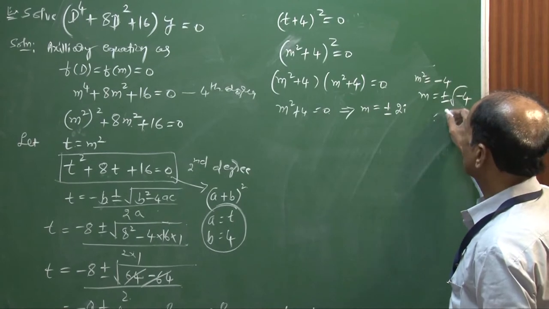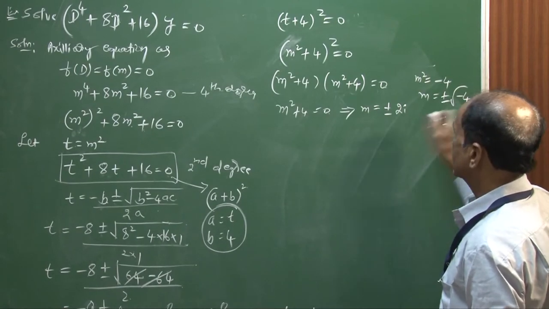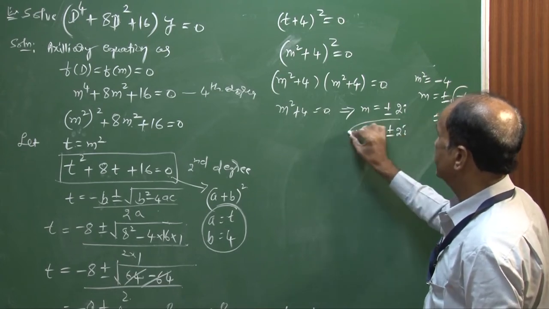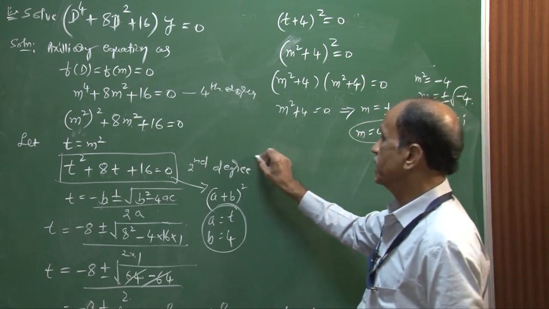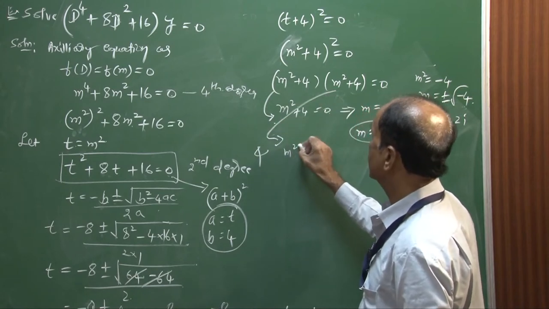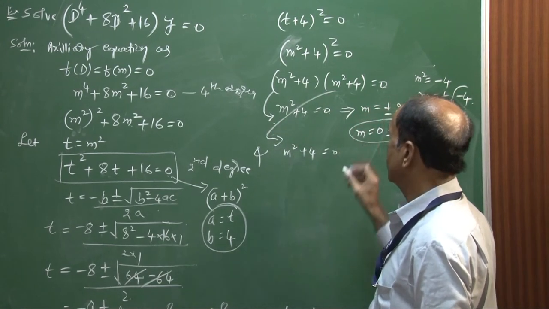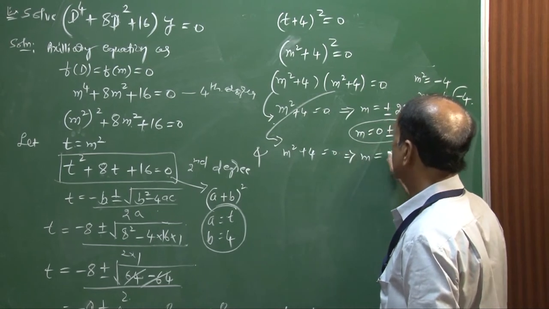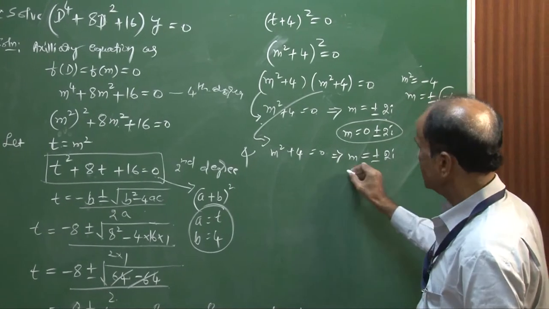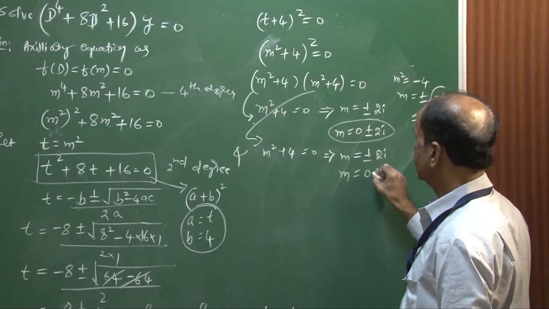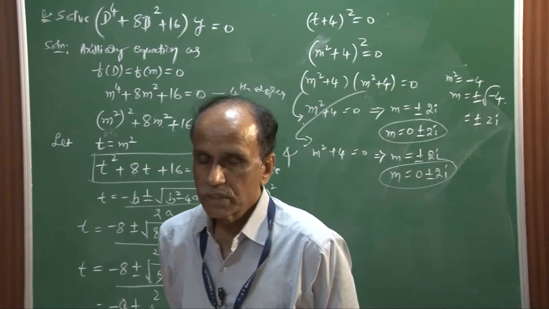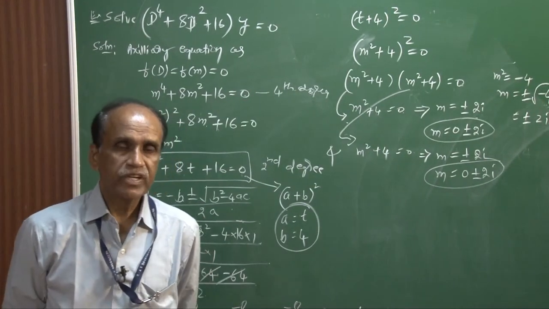So, plus or minus root of minus 4 means plus or minus 2i, that is what I have written. So, m is equal to 0 plus or minus 2i is one set of imaginary roots, and one more factor, m square plus 4 equal to 0, this implies m is equal to the same type again, 0 plus or minus 2i.